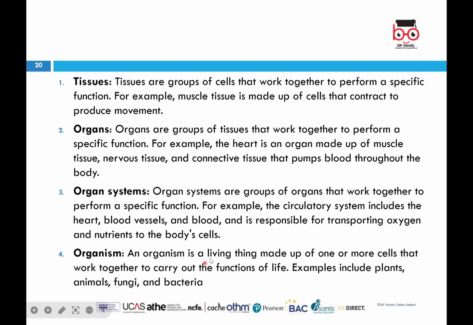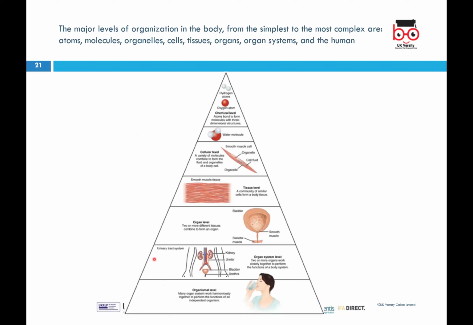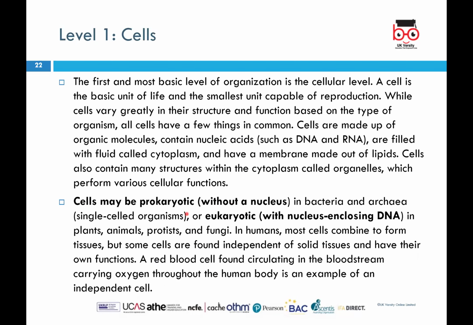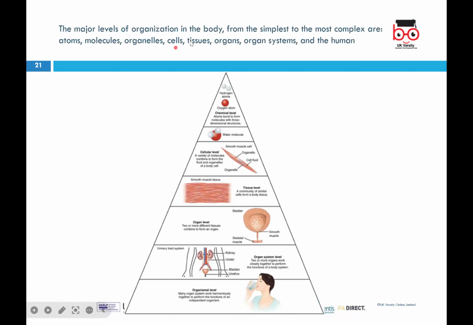What is an organism? It is a living thing made up of one or more cells, and they work together to carry out the functions of life, such as plants, animals, fungi, and bacteria. These are all organisms. So the major levels of organization, I'll end here. This is the last minute. I have to start another class. So these are the major levels of organization.